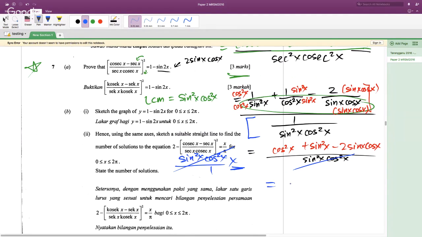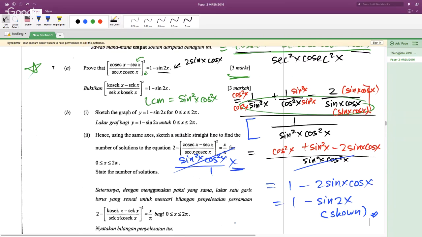Then sine square plus cos square equals to 1. Minus 2 sine x cos x. 2 sine x cos x equals to sine 2x. So 1 minus sine 2x. Short. Right, this one is not as easy as like a 3 mark question, but if you understand this question, it shouldn't be too difficult as well.